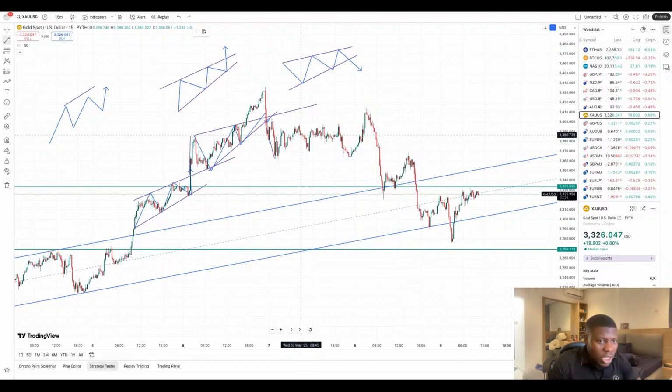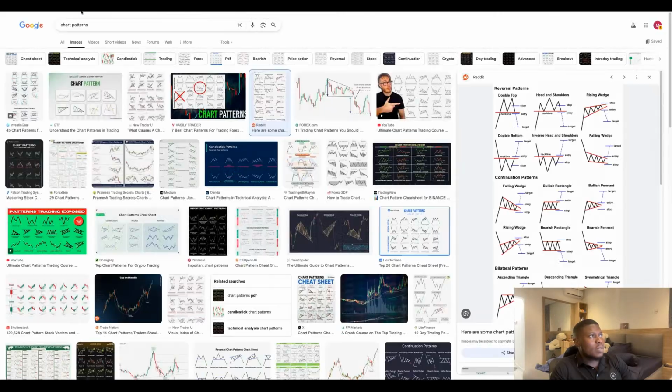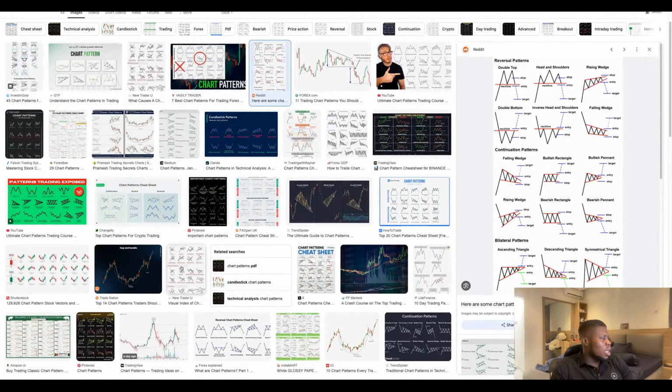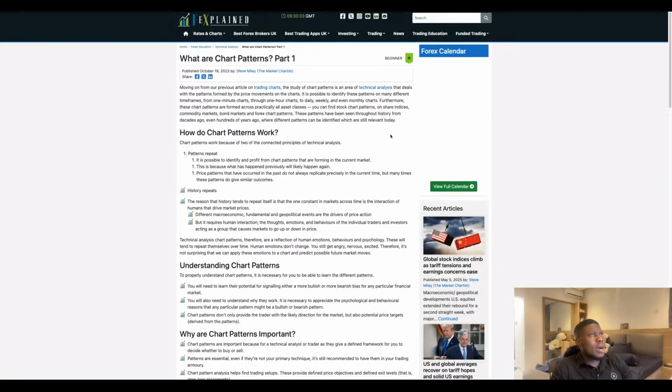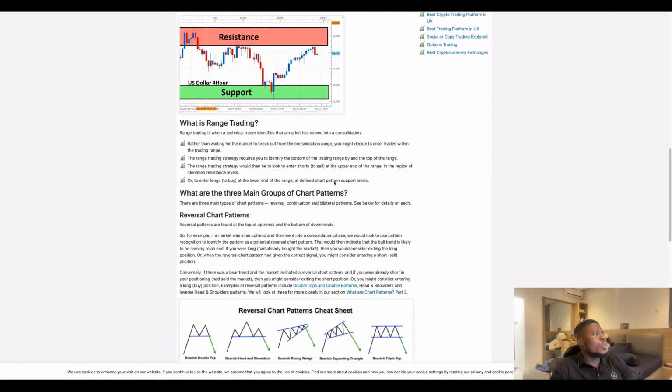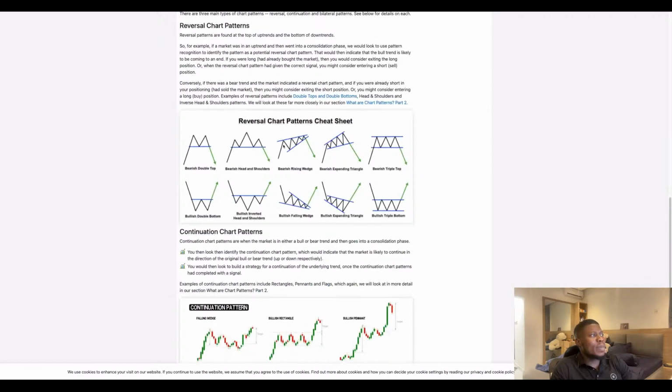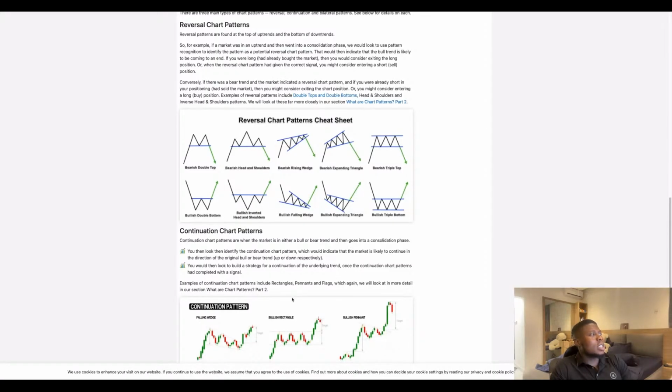Most times you measure the biggest side of the chart pattern. That is how you trade your chart pattern. If you want to read about chart patterns, these are chart patterns. Let me check. So you can basically read about your chart pattern. So you know your measurement of chart pattern when this is a reversal pattern and this is a continuation pattern.